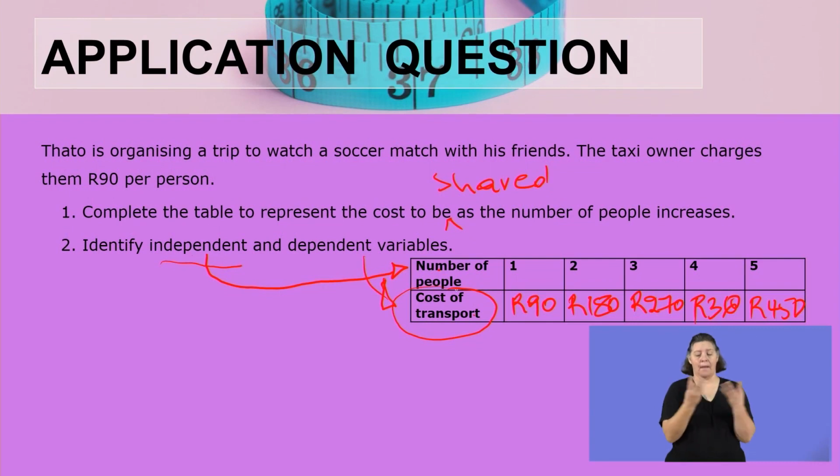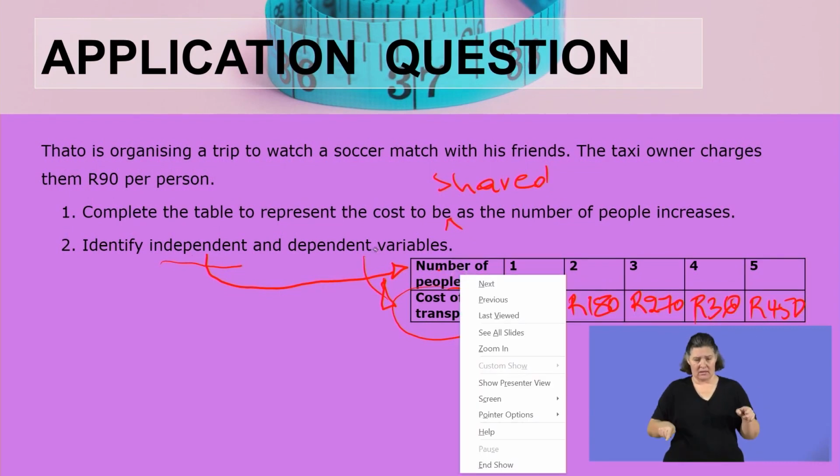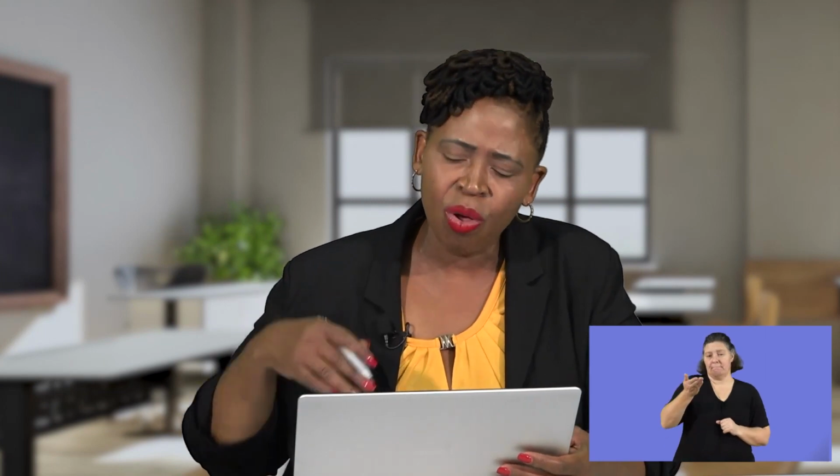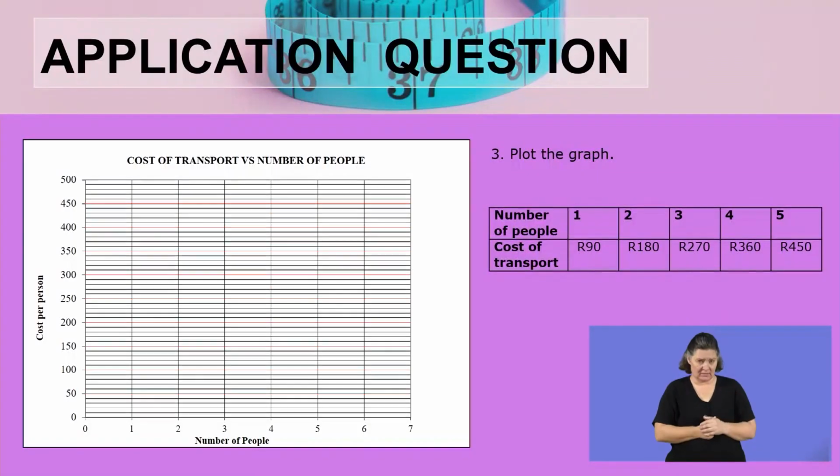So now we say independent is going to be number of people. The dependent will be the cost of transport, because the cost of transport depends on the number of people. If there are 2, the cost will increase accordingly. Okay. So now let us continue with the plotting of the graph, as that is the third question.